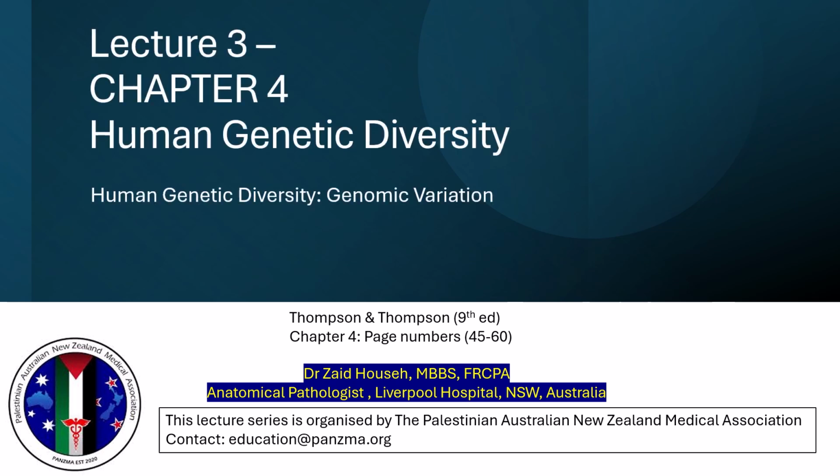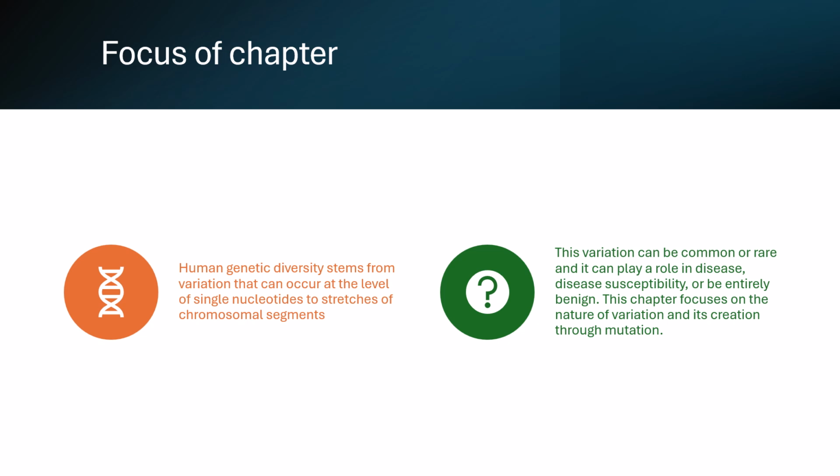Lecture 3 will be covering Chapter 4, human genetic diversity, and in detail we'll talk about genomic variation. We have established earlier that human genetic makeup is diverse, and this diversity stems from what we call variation that occurs either at the level of a single nucleotide or stretches of chromosomal segments. The variation can be divided into common or rare variation. It can be entirely benign, but can also play a role in disease or disease susceptibility. So in this chapter, we will focus on the definition and the nature of variation and how it is created through mutation.